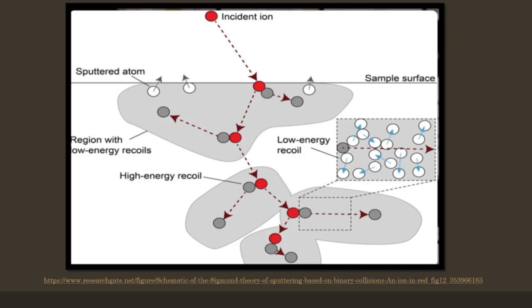Then this chain reaction is what turns one ion's energy into widespread atomic disruption, enabling efficient material removal without melting the target.